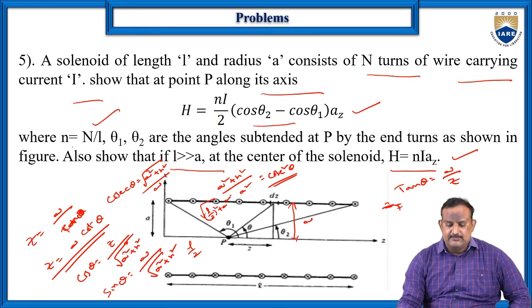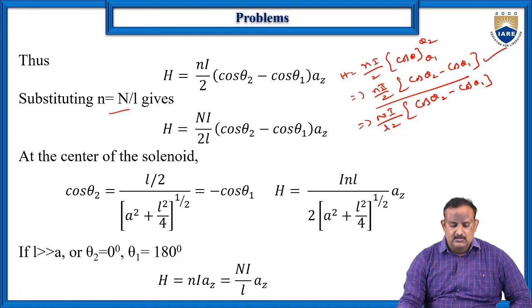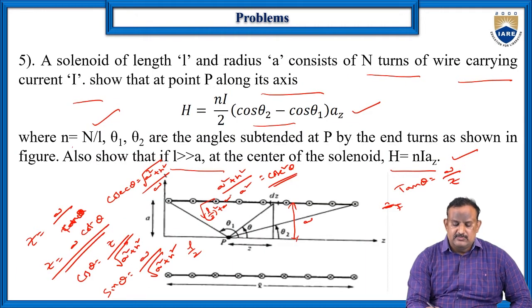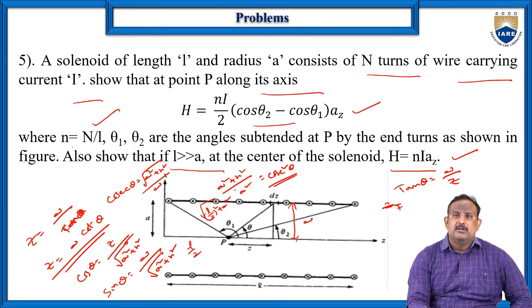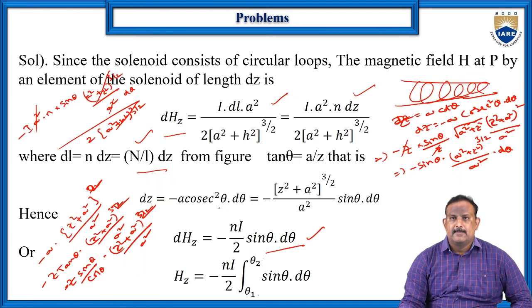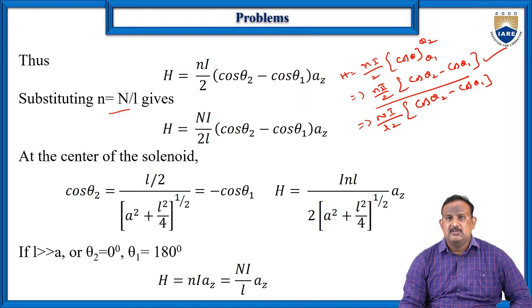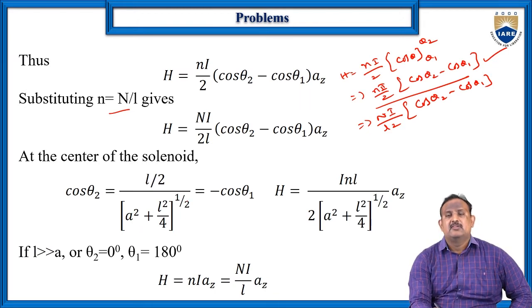So from this, cos theta 2, let us assume this is some theta 2. If you find cos theta 2, it equals L by 2 by root of (L by 2) whole square plus A square, which is L by 2 by root of A square plus L square by 4, whole power 1 by 2.